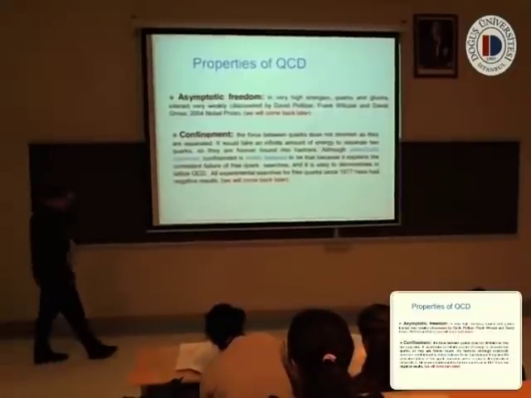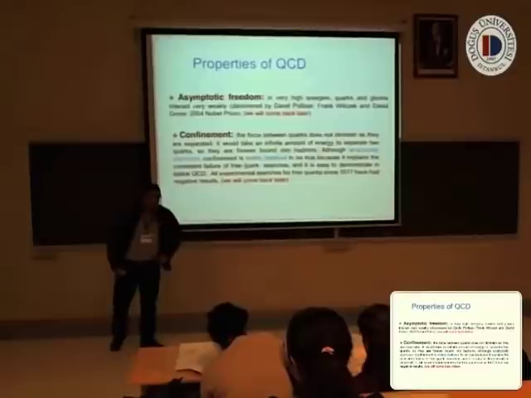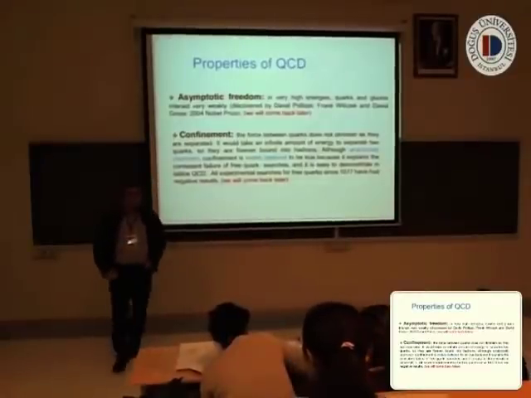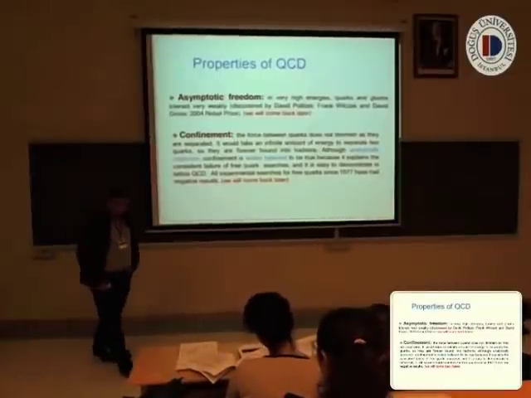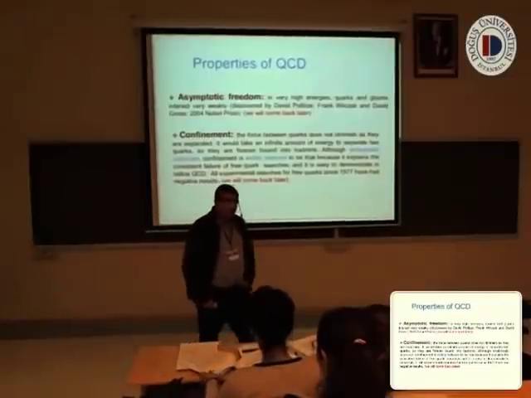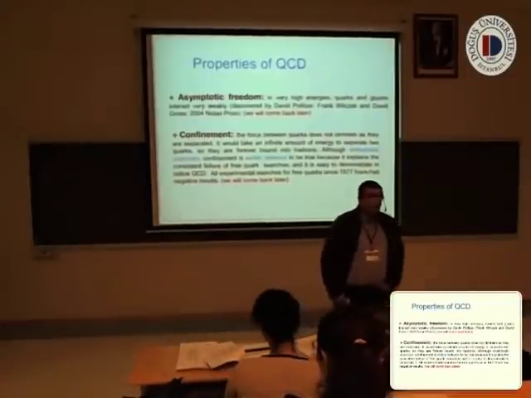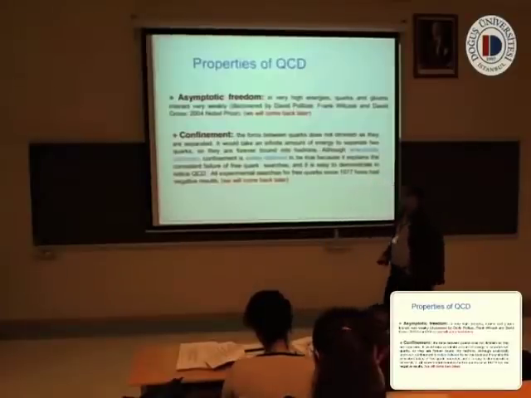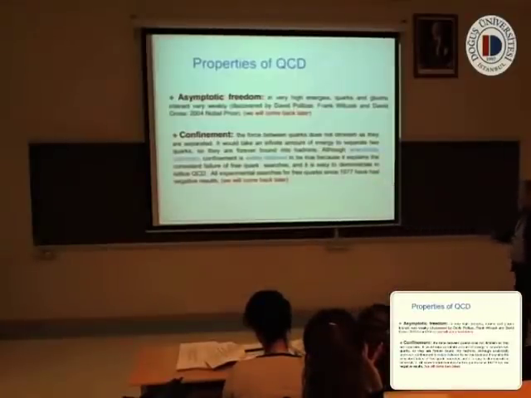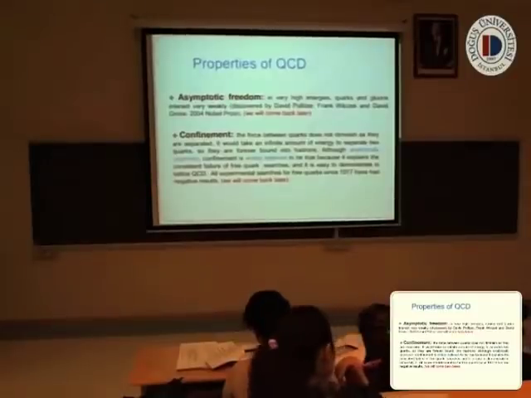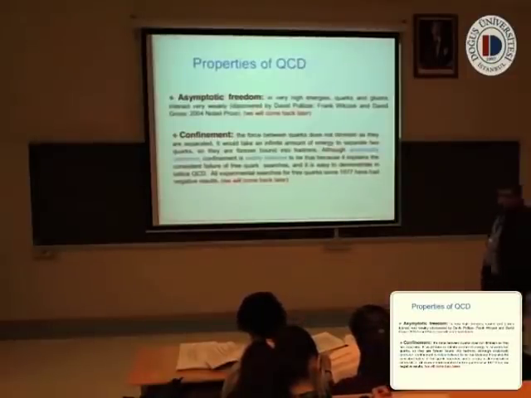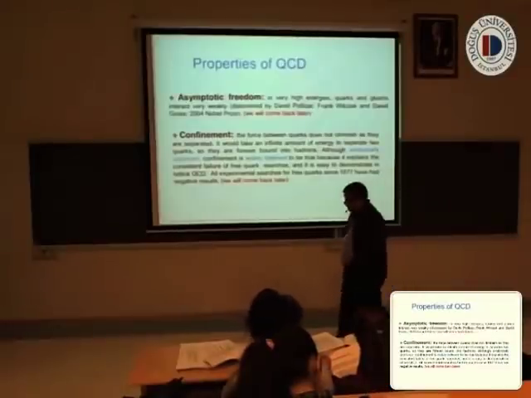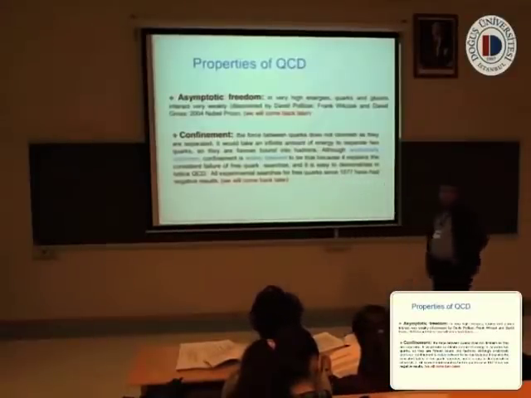So, QCD has a proven property, which is asymptotic freedom. Asymptotic freedom says that at very high energies, the quarks and gluons interact very weakly. This has been discovered by David Politzer, Frank Wilczek and David Gross, and they were awarded the Nobel Prize in 2004 for this discovery. We will come back later to this property in more detail.